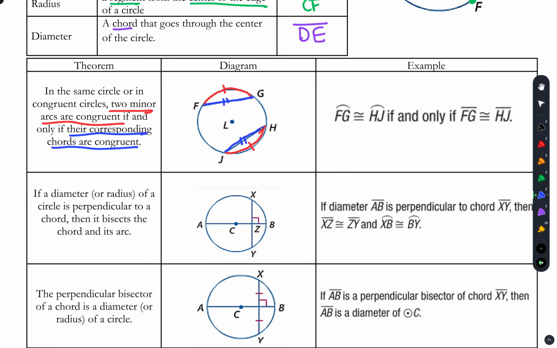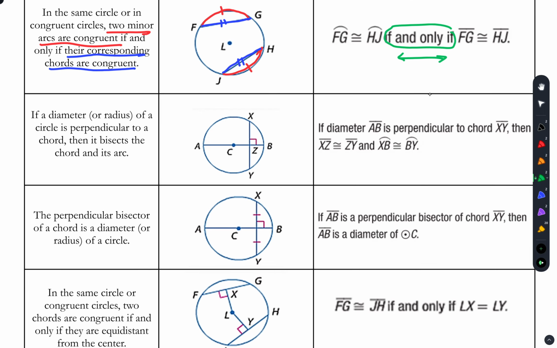If you remember that if and only if part, I know it's been a minute since we talked about it, but if and only if means that it is true both ways. So I could either start with the chords or I could start with the arcs, and it works either way. Questions on that one?